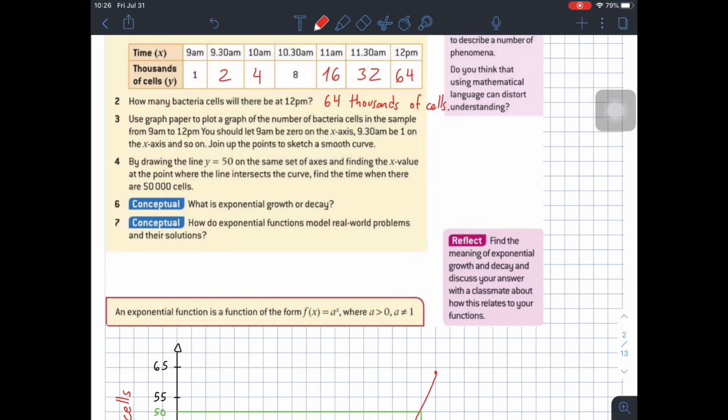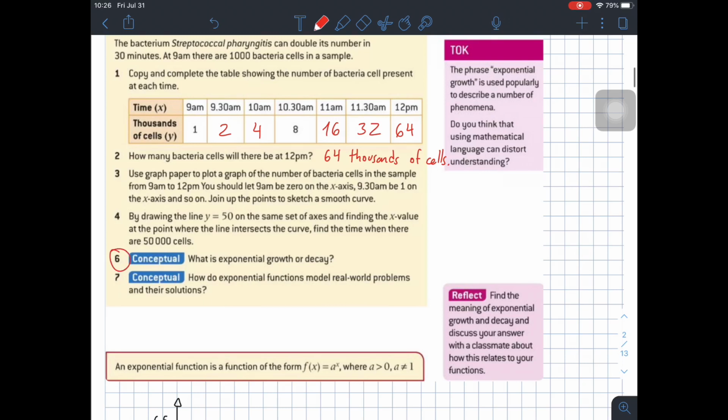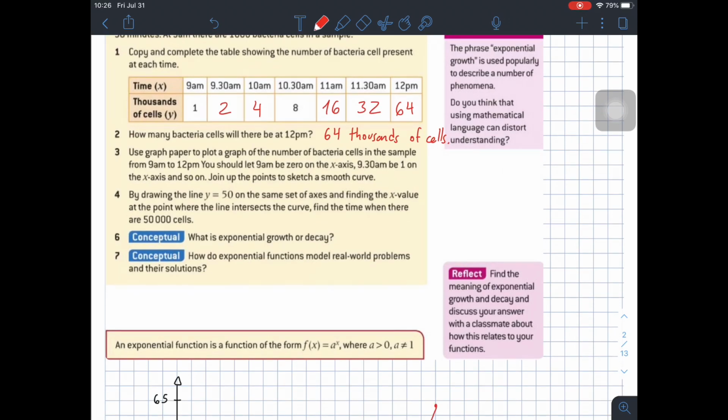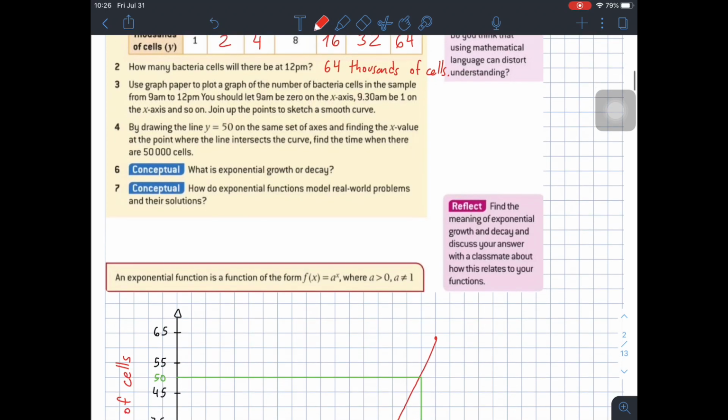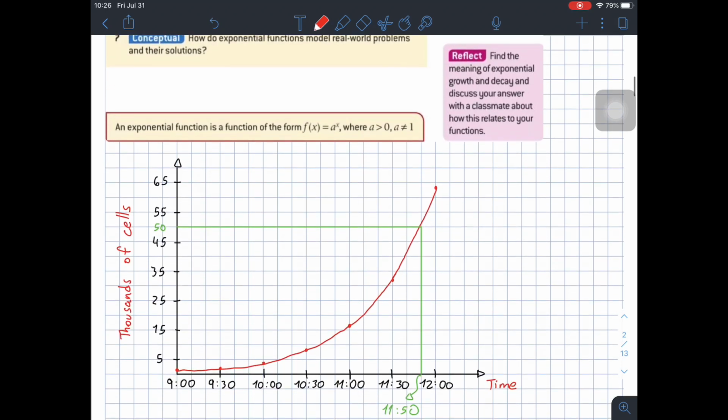Then for number 6, I don't know why it skipped number 5. It says, what is exponential growth or decay? So if you look at this graph, this is a case of exponential growth, right? Let me write this here. Exponential growth. Because the population is growing as time goes by, right?